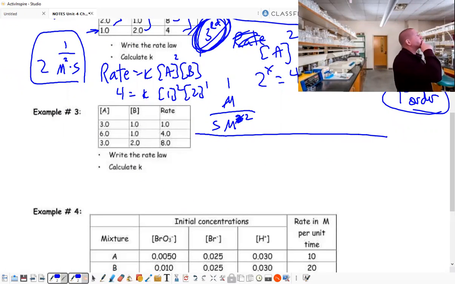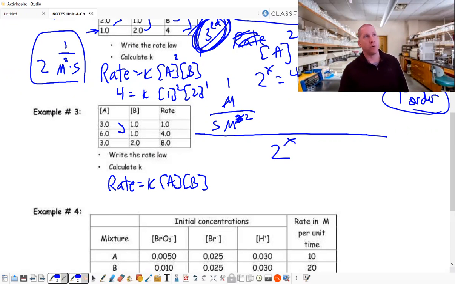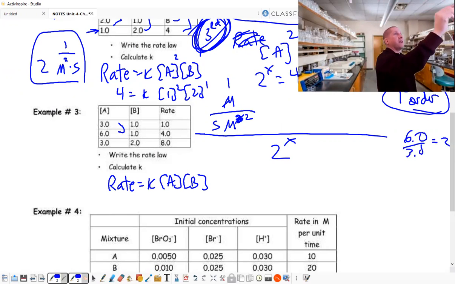So rate equals k times a times b. Let's do a. I'm going to do the first 2 again. You can see I made these easy in the beginning. 2 to what power? So not 3 to what power? Remember, by what factor? So 6.0 divided by 3.0, if you can't figure out the factor, equals 4. And so a, again, is to the second power.